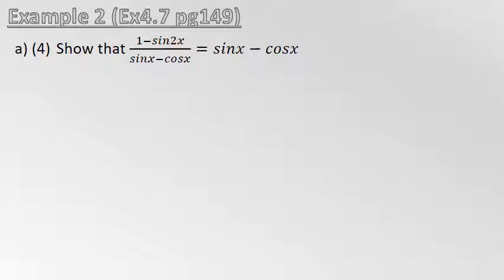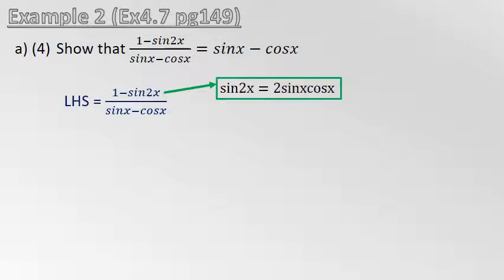Next example, we are required to show that this scary looking fraction is equal to sine x minus cos x. Now if you have a look at this right hand side, there's not much we can do with it, so let's work on the left hand side for now. The only thing that rings a bell is the double angle identity for sine, so let's go ahead and apply it. Instead of writing sine 2x in our next line, we can write 2 sine x cos x.